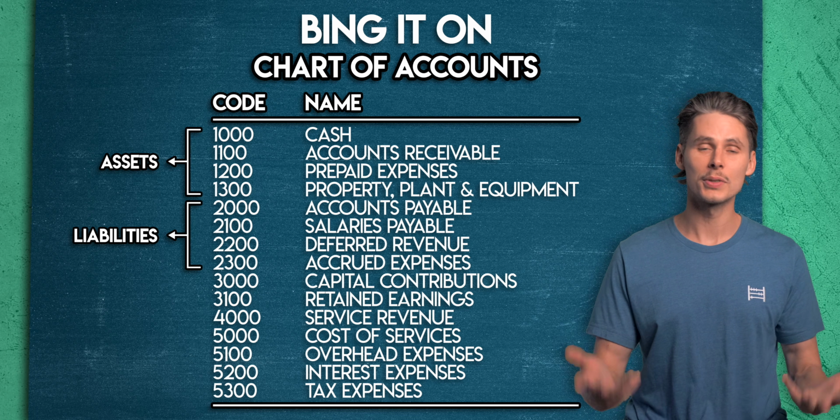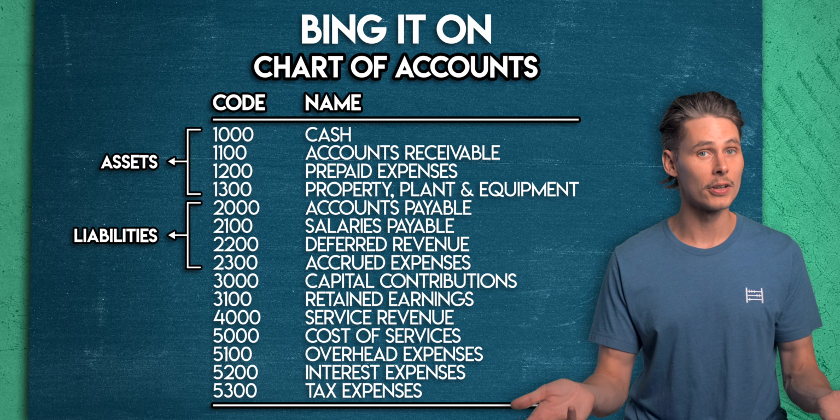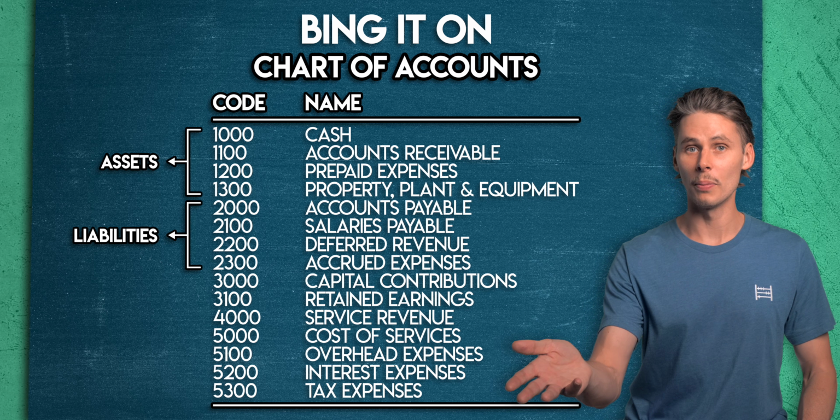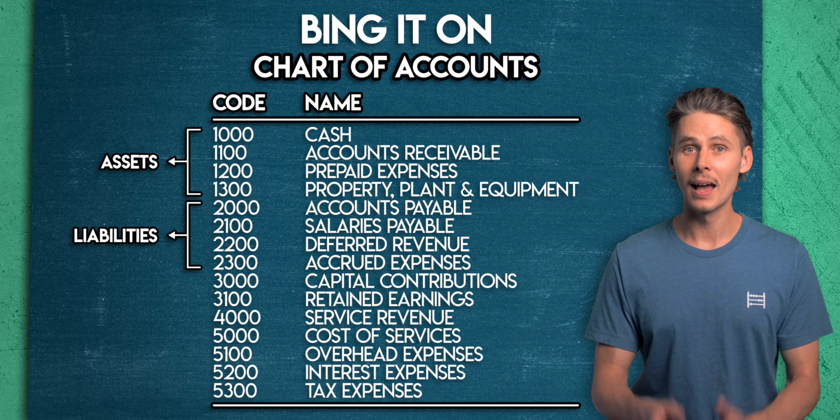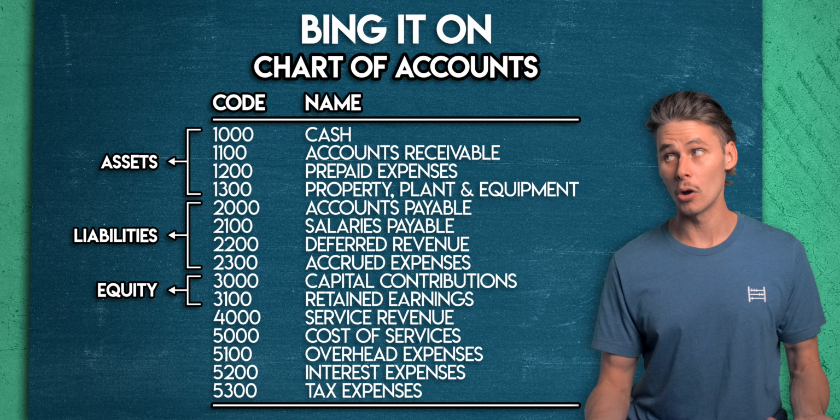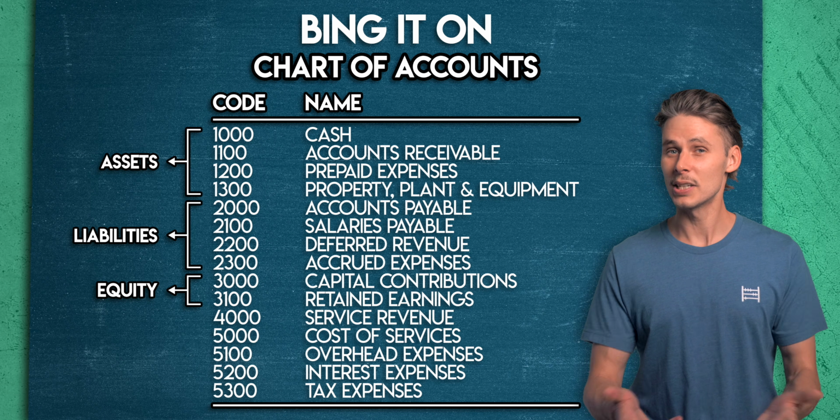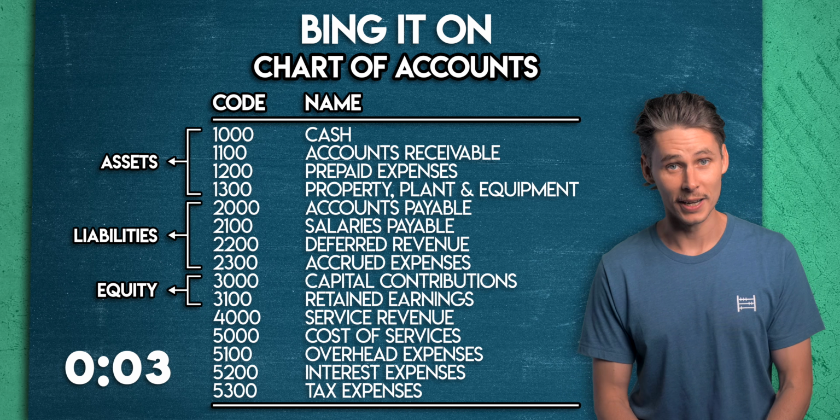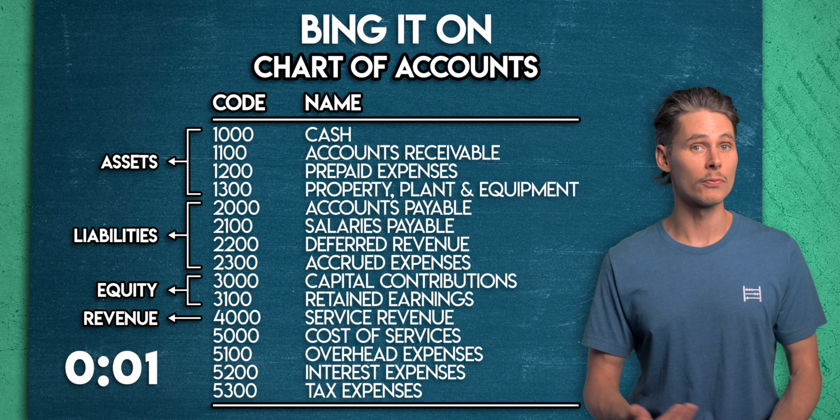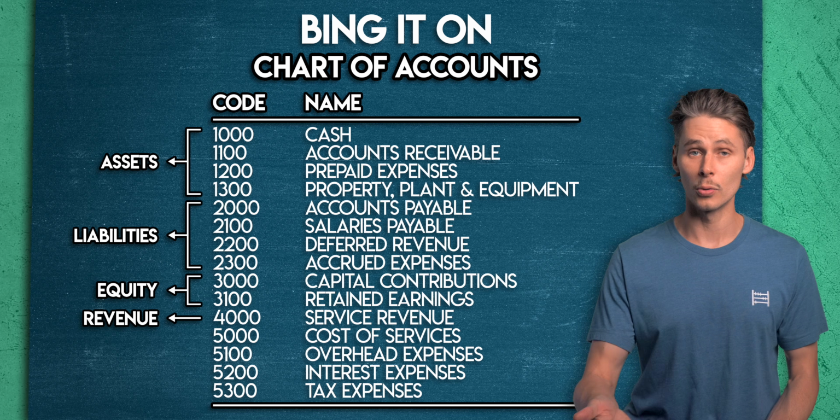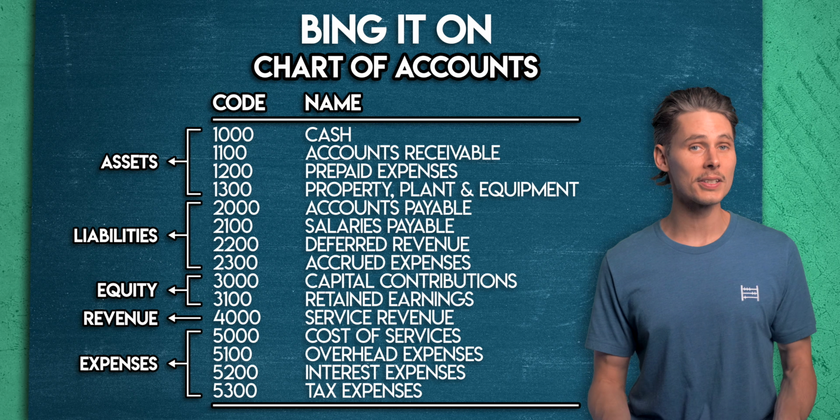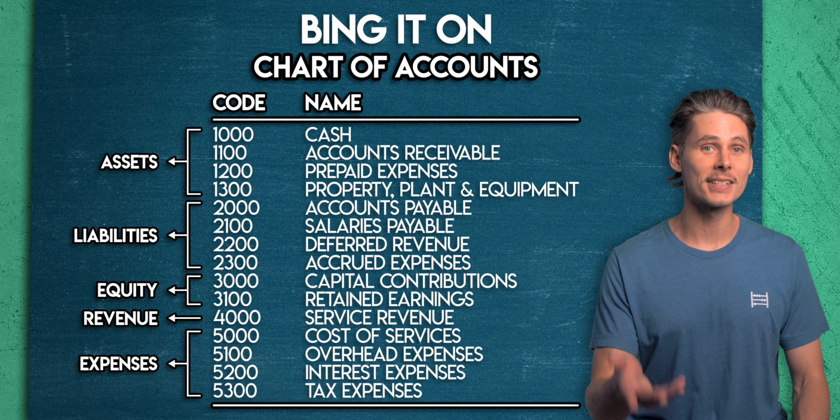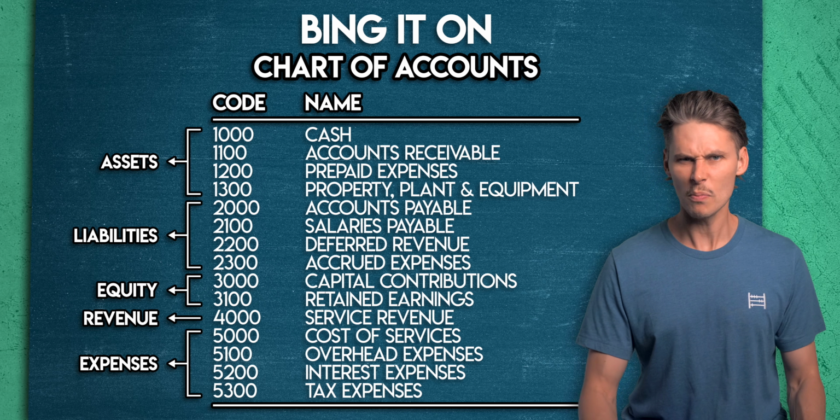Bring It On also has some liability accounts. There's accounts payable, salaries payable, deferred or unearned revenue, and accrued expenses. These represent the stuff that it owes to external parties, and the codes begin with a 2. Then we have a couple of equity accounts, owner's equity and retained earnings. These represent what the business owes to its owners. The accounts start with a 3. Then at 4000, we have service revenue since Bring It On provides services to its clients. And finally, we have the expense accounts in the 5000s. Cost of services, overhead expenses, interest expenses, and tax expenses. I hope that makes sense.